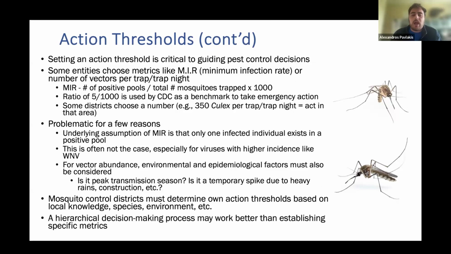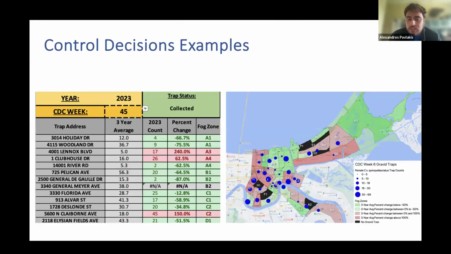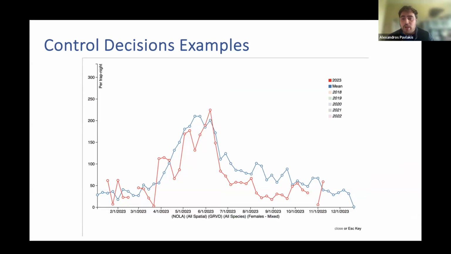So we think that a hierarchical decision-making process may work better than establishing just one specific guide or one hit thing to make sure that we do actions. For us, we utilize several different things to look at when we need to start thinking about using control methods for mosquitoes. We can look at the percent change at specific traps compared to 3-year averages. We can visualize this on maps and see, is there a general trend in areas based off these traps? We also can look at, like we said before, these overall numbers of vectors.